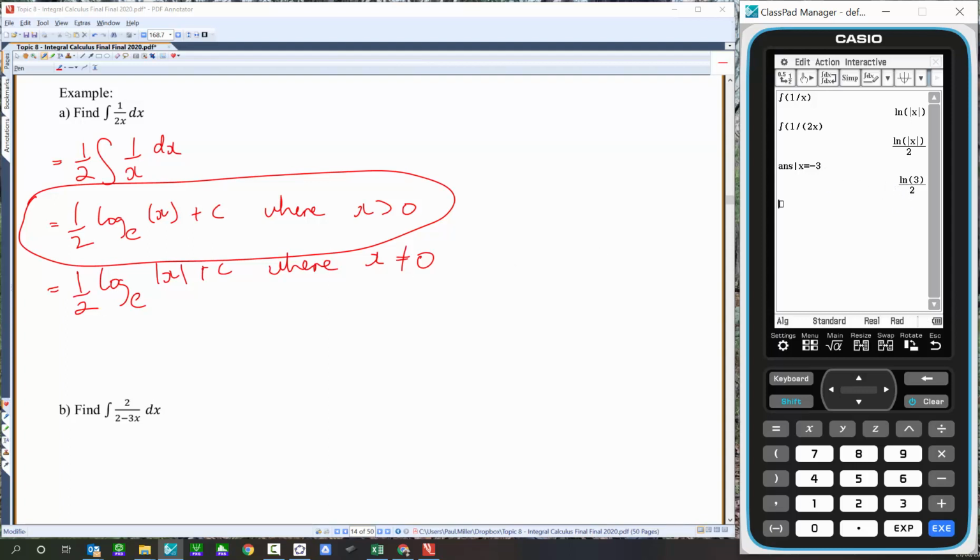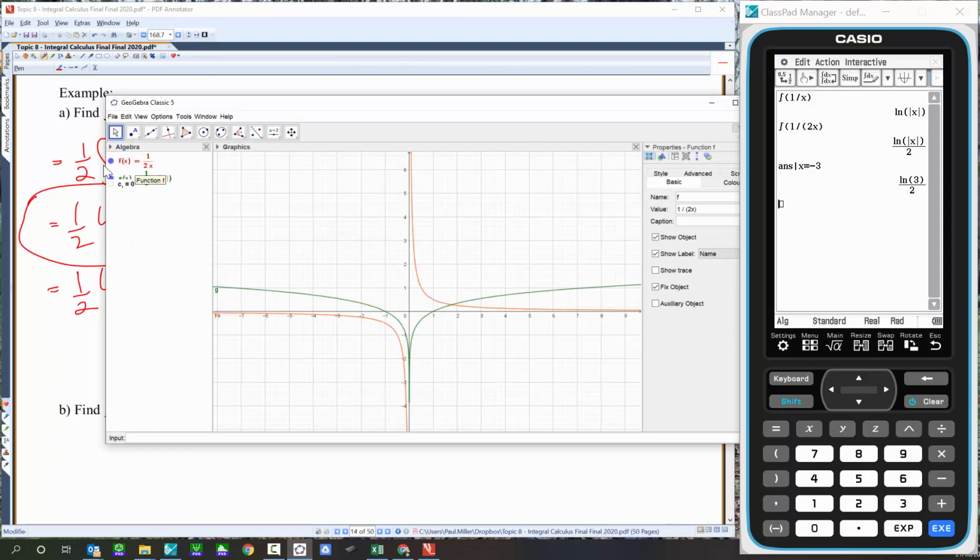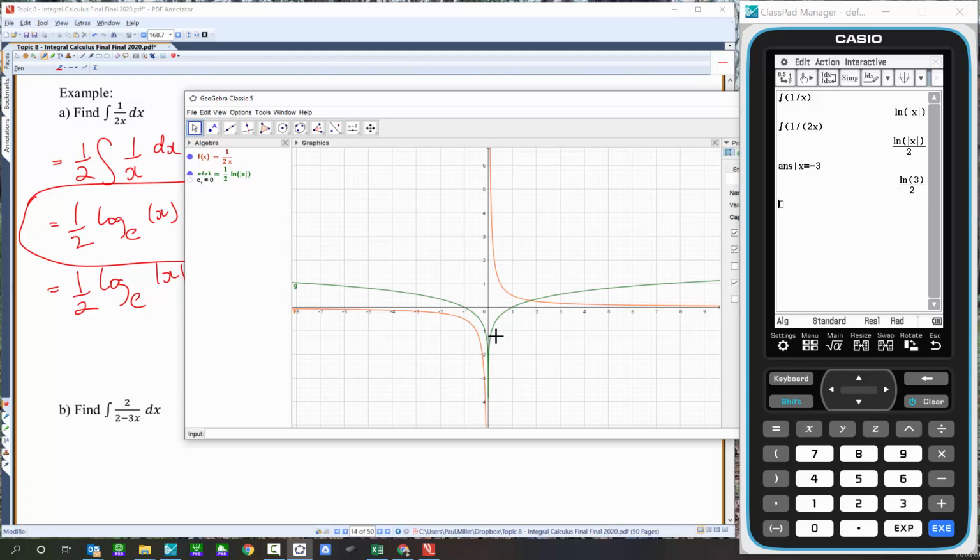Now, why is that so? Let's have a look at GeoGebra and it'll tell us again. So let's change this function here to 1 over 2x, and put some brackets around that. What I did first of all was put 3 into my first antiderivative, and I got this number here, half log_e(3). But with the calculator's version, because it's the absolute value, I can put -3 into it, and it grabs this value here, which just happens to be exactly the same value as the one over there.